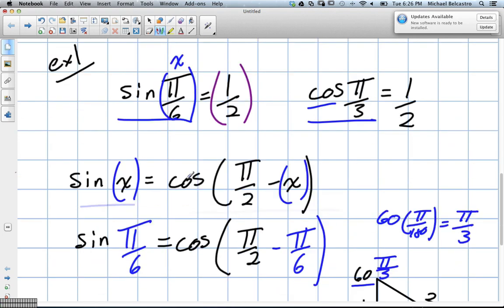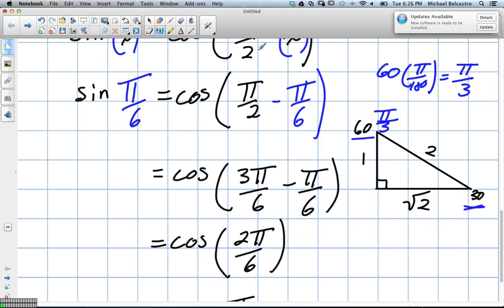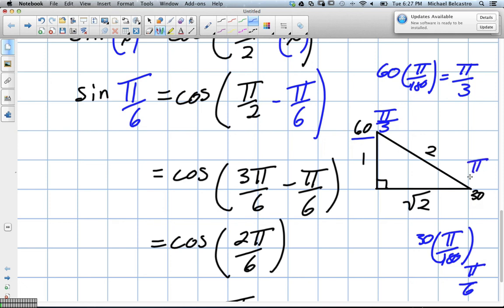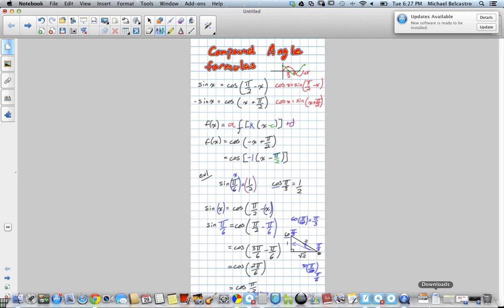Okay? Pi over 6 is essentially this value here. If we were to turn 30 into radians, we multiply by pi over 180, which essentially becomes pi over 6. And sine pi over 6 is equal to what? Opposite over hypotenuse, so that's our 1 over 2. So using our special triangles and a little bit of algebra, we've proven that these two are in fact equal to each other.